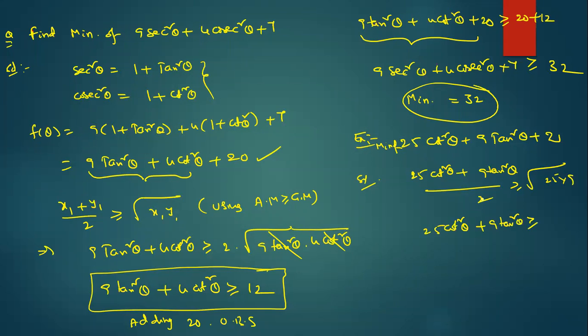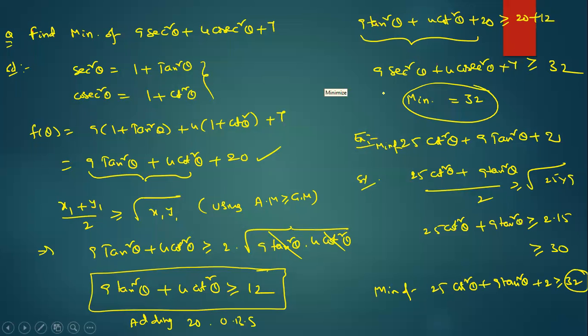What should we multiply? 2, na? 2 into 15, so the answer is how much? 30. I hope 5, 3, yes. So therefore, dear students, the minimum of 25 cot square theta plus 9 tan square theta is 30. That is the answer. I am asking the minimum, Sanjana, see, minimum.